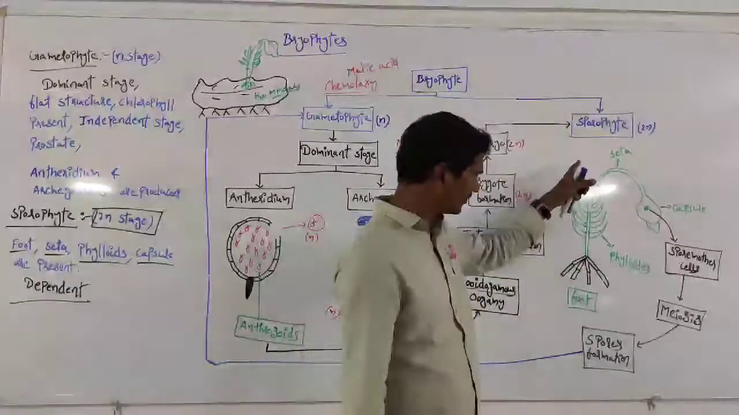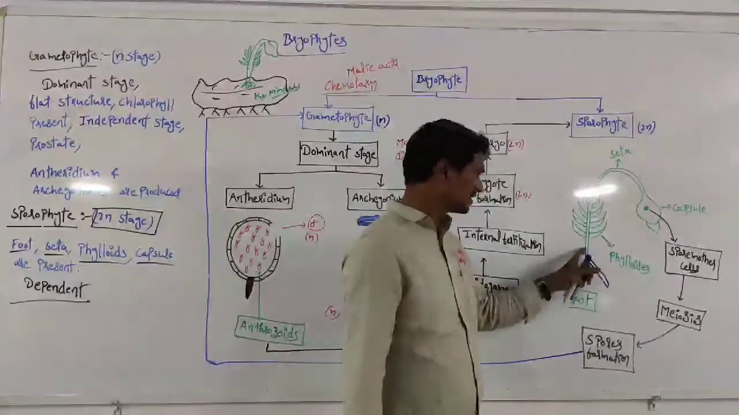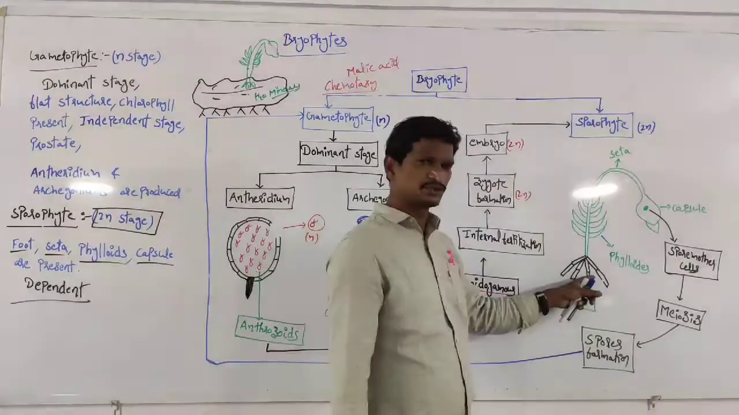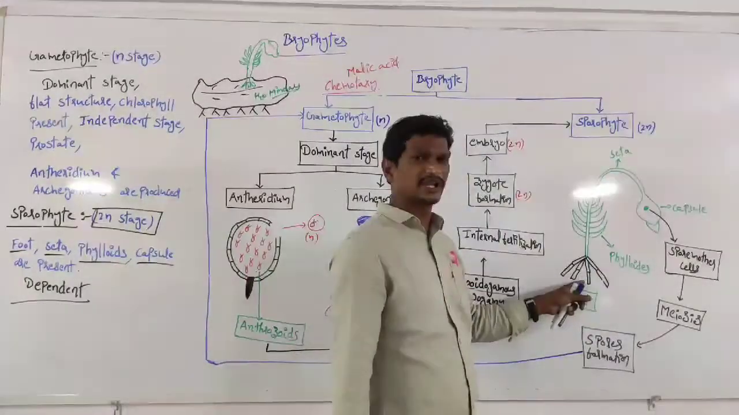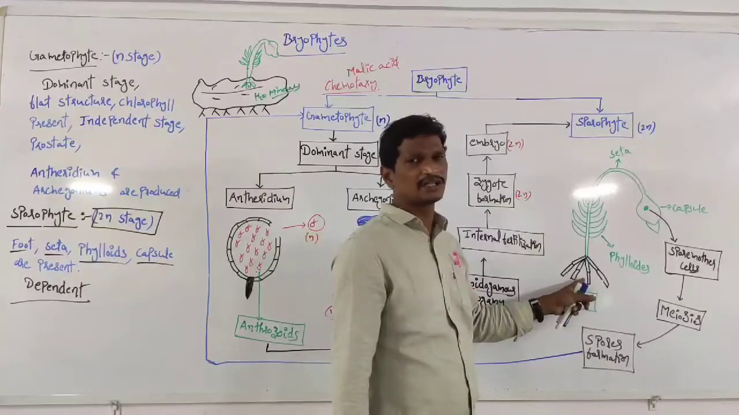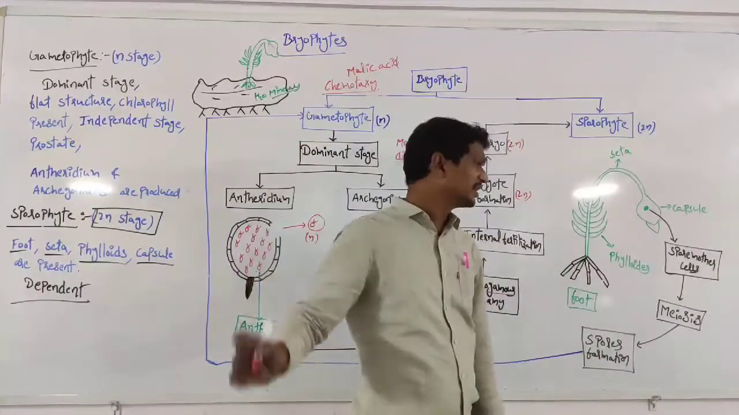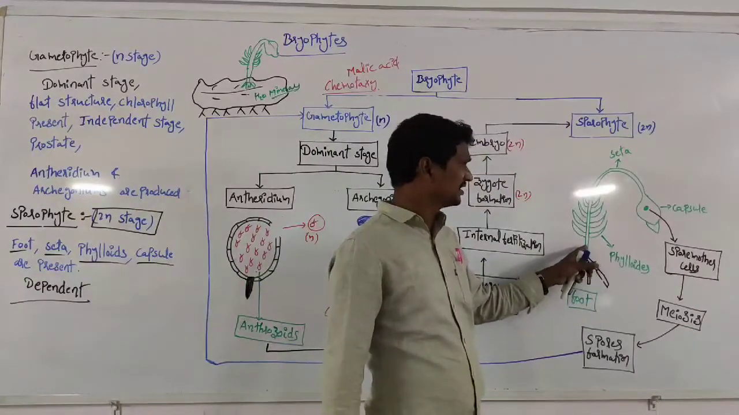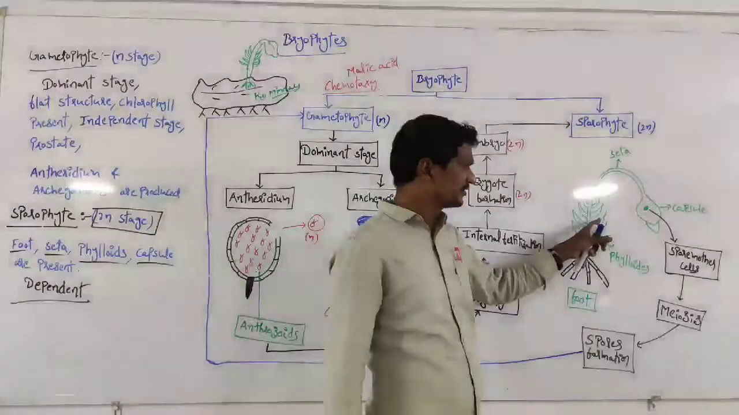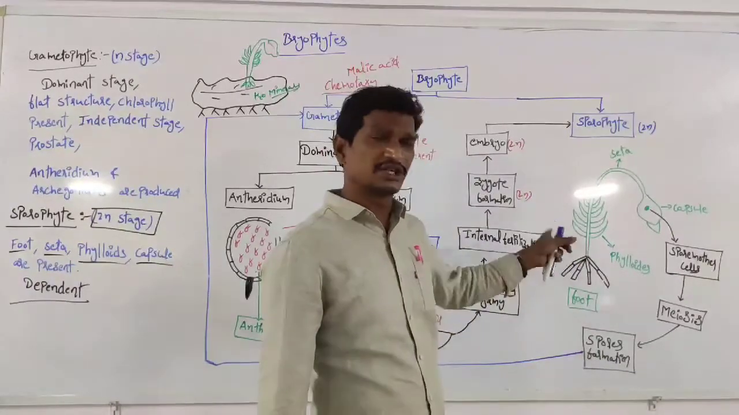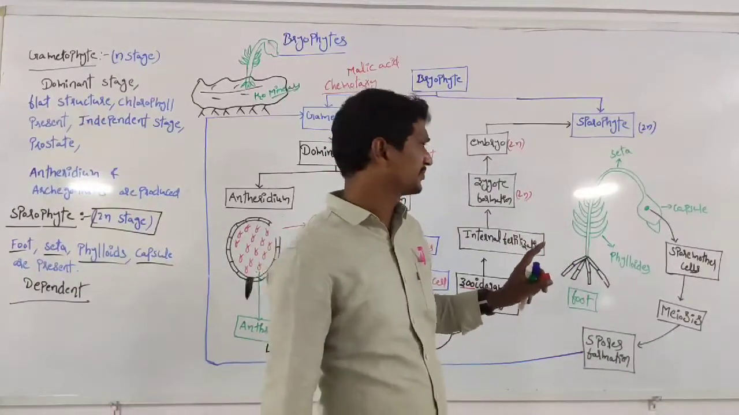So this is the sporophyte structure. Here there is a foot part. These are rhizoids, which support the absorption of water and minerals from the gametophyte. There are leaf-like structures which are involved in the photosynthesis process and synthesize carbohydrates.